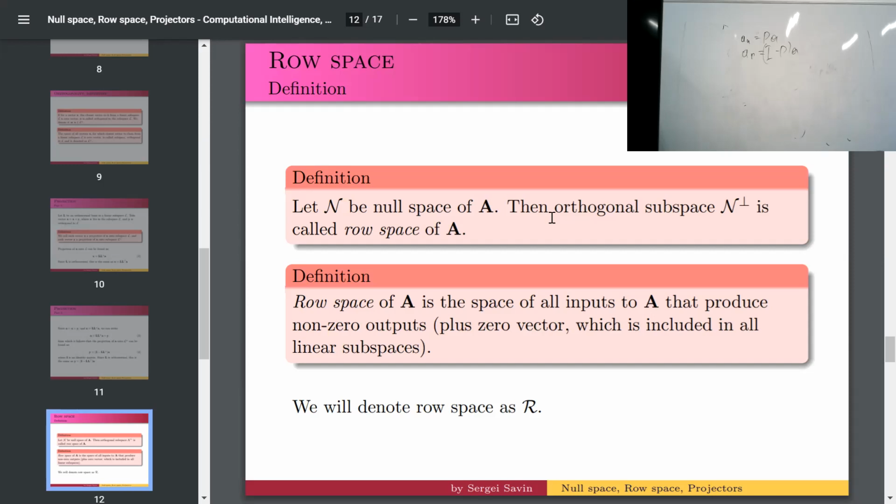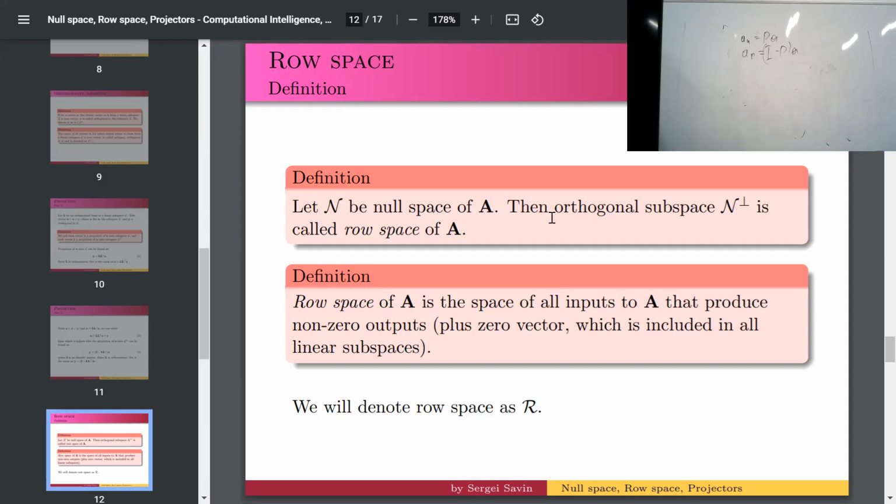But you can think about it as the correct definition going as follows. The row space is the space of all smallest-norm inputs that produce unique, non-zero outputs. That would be the good definition. But you can see we now have to unpack unique, smallest norm, and non-zero outputs, which is, I hope, clear.